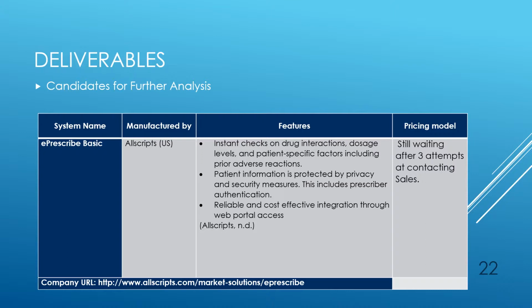So first we come across ePrescribe Basic, which is manufactured by Allscripts here in the United States. Some of its features are that it does instant checks on drug interactions, dosage levels, patient-specific factors including prior adverse reactions. Patient information is protected by privacy and security measures, and this includes prescriber authentication. And it's reliable and cost-effective integration through web portal access.